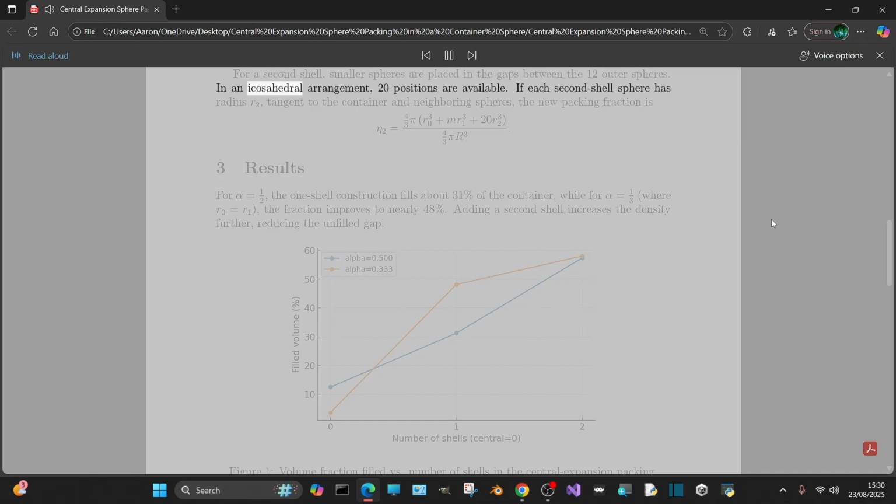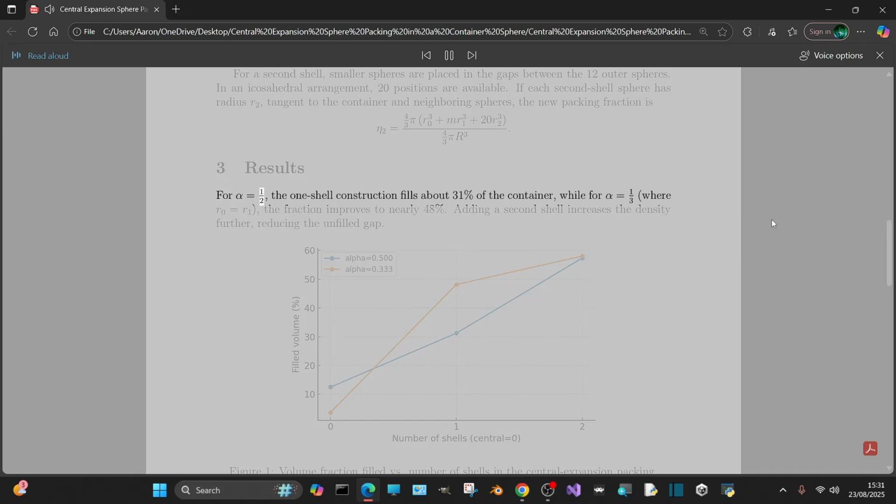In an icosahedral arrangement, 20 positions are available. If each second shell sphere has radius r2, tangent to the container and neighboring spheres, the new packing fraction is phi2 equals (4/3 pi r0^3 + m r1^3 + 20 r2^3) over (4/3 r^3).